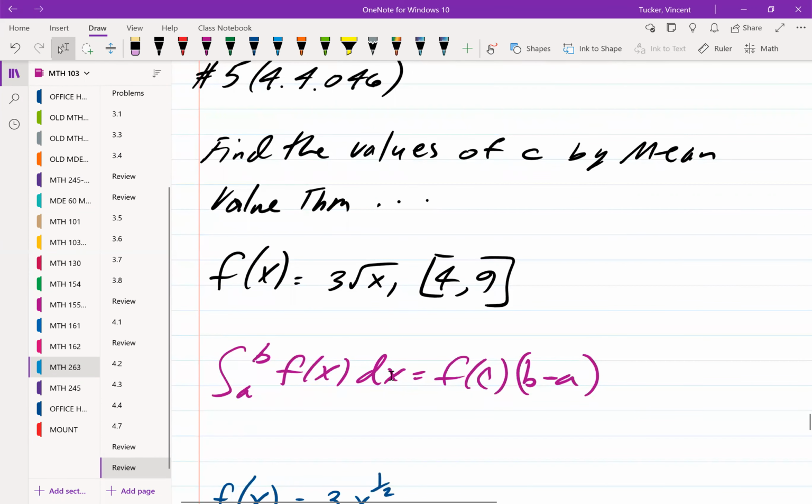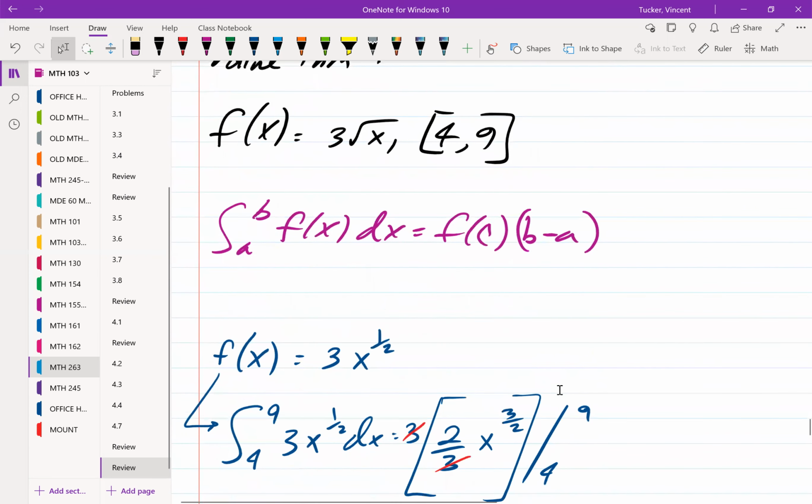So here's that formula, the mean value theorem for integrals. You've got the integration of f of x from a to b. Then we have f of c, which is this right here. You're just plugging in a c right here in your f of x function. And then times b minus a.